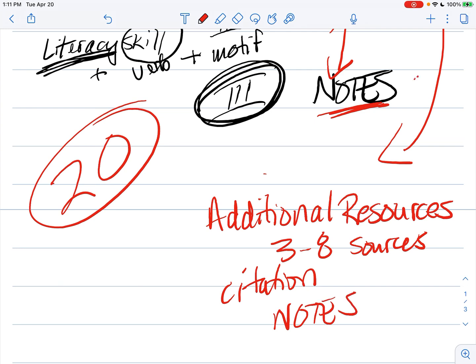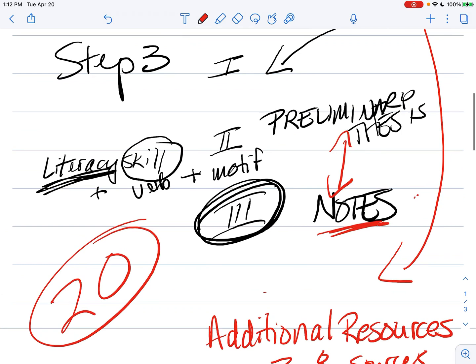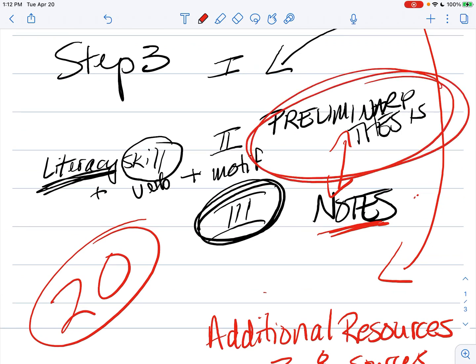The reason I'm emphasizing this step is because this is it. This is the meat of your presentation. If you are not thorough and on point, and by on point, I mean supporting this thesis statement or changing that thesis statement as you go through and take notes, your presentation will fall apart. So it is crucial that everybody understand this part of the process.